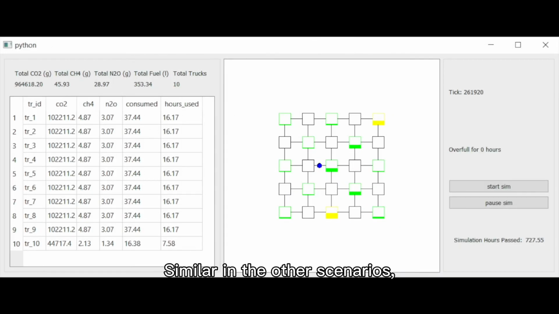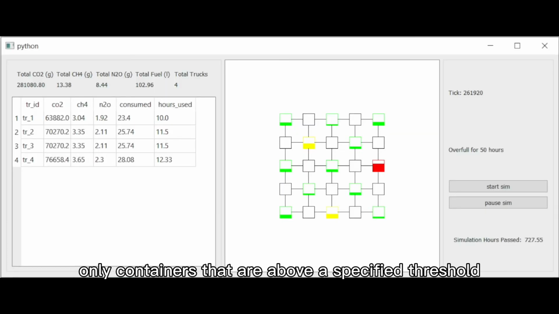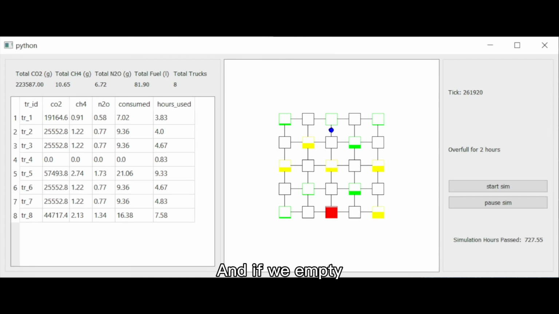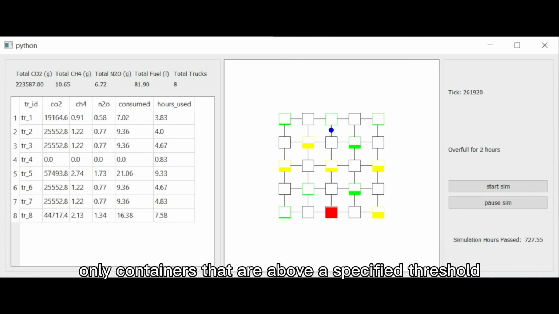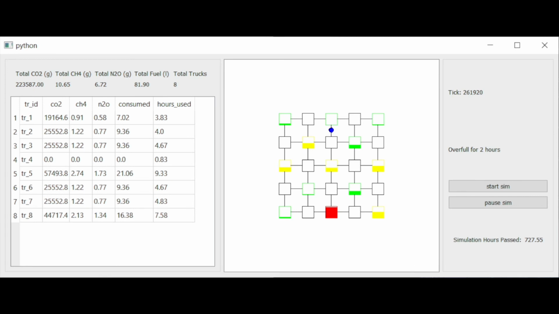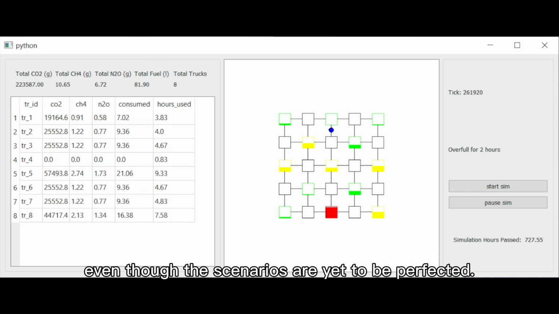Similar in the other scenarios, if we empty containers every 3 days, we get around 153,000 grams in 24 hours. If we empty every week only containers that are above a specified threshold, we get around 152,000 grams of CO2. And if we empty every 3 days only containers that are above a specified threshold, we get again around 150,000 per 24 hours of usage. All of which have lower values than the base case, even though the scenarios are yet to be perfected.